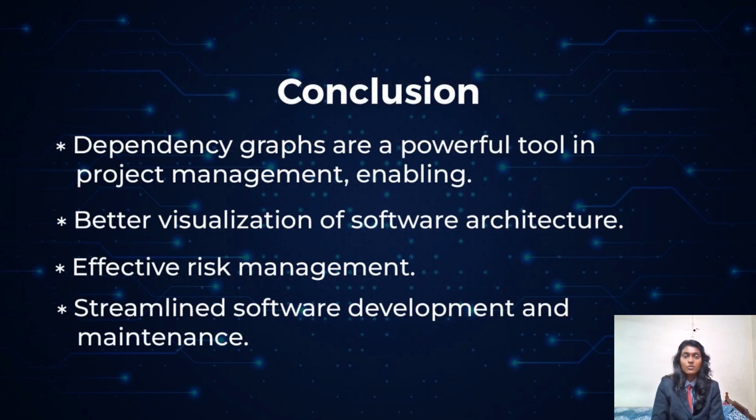In conclusion, software dependency graphs are a powerful application of graph theory that bring clarity and efficiency to software project management. They provide a clear visualization of complex system architecture, enable effective risk management, and streamline the development process. By leveraging dependency graphs, organizations can ensure that their software systems are robust, scalable, and easy to maintain. This approach is particularly valuable in modern software engineering, where complexity and interdependence are constantly increasing.